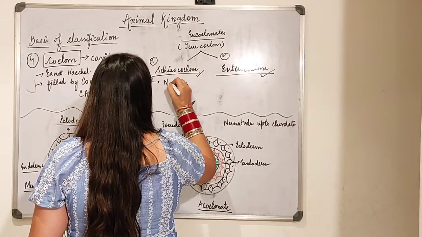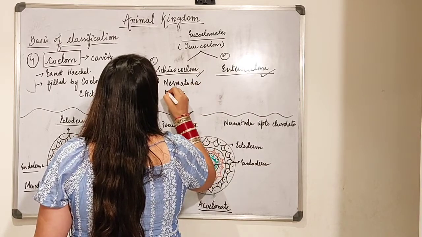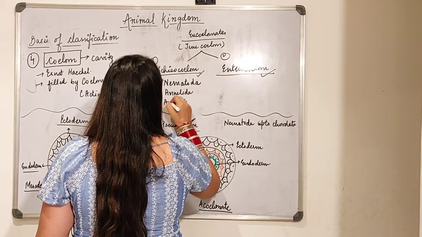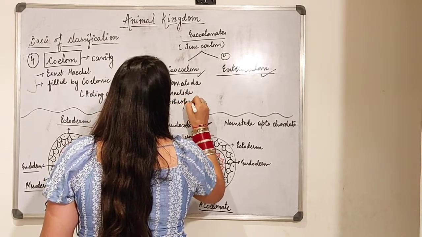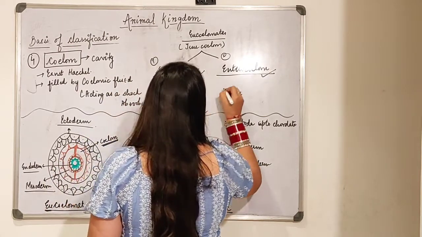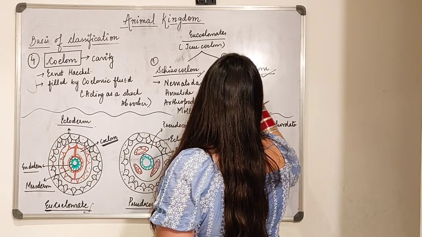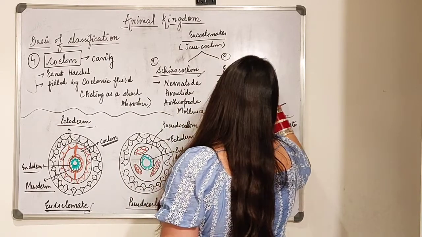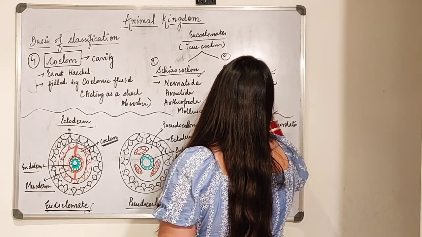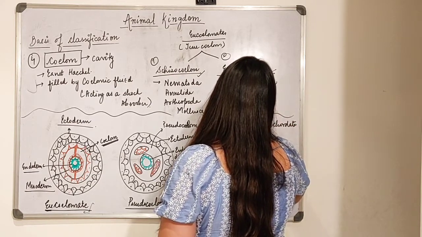Now, which organisms come in the category of schizocoelom? You can write down nematoda, annelida, arthropoda, mollusca. And which organisms come under enterocoeloms? You can write echinodermata, hemichordata, and chordata.